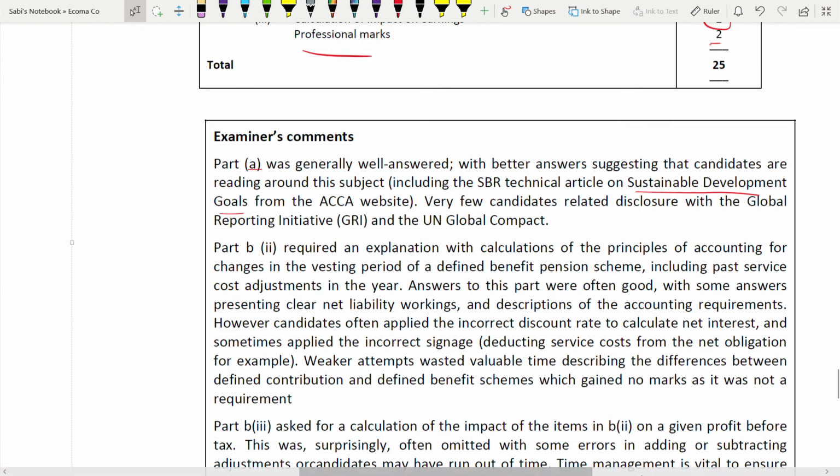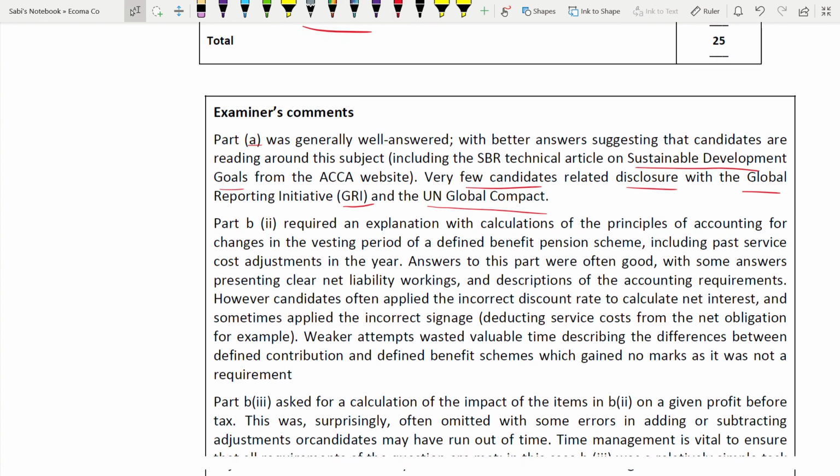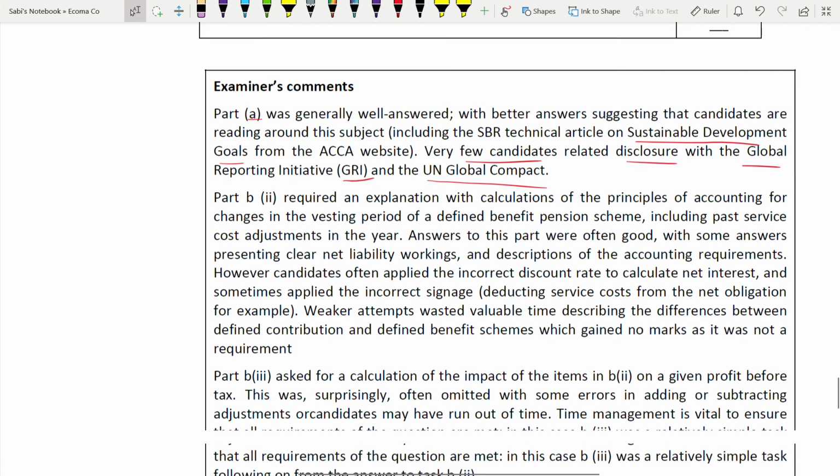But very few candidates related disclosure with the Global Reporting Initiative and UN Global Compact. Please make sure that you talk about these things, not in detail, but briefly related. That's it. Second part of B, that is your head office and the leases, the provision and this one.